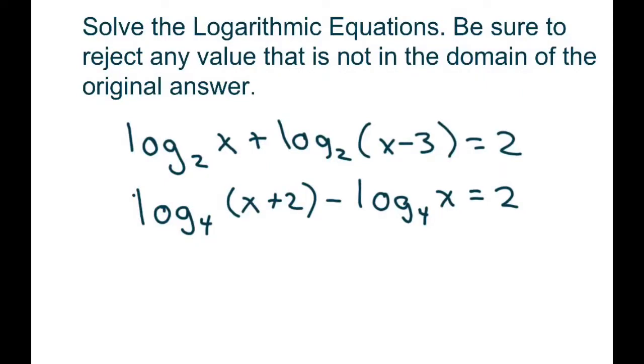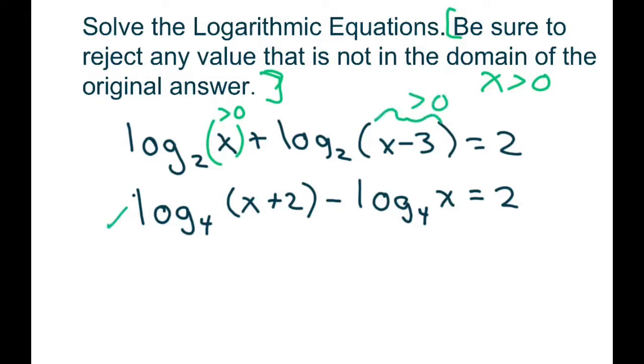Hi everyone, we're going to solve the logarithmic equations and we're going to reject any value that's not in the domain of the original answer. Basically what that second part means is that we know that this quantity here has to be positive. The domain of log is x must be positive. So we're talking about the whole quantity here. This whole quantity has to be positive, and the same for this one.